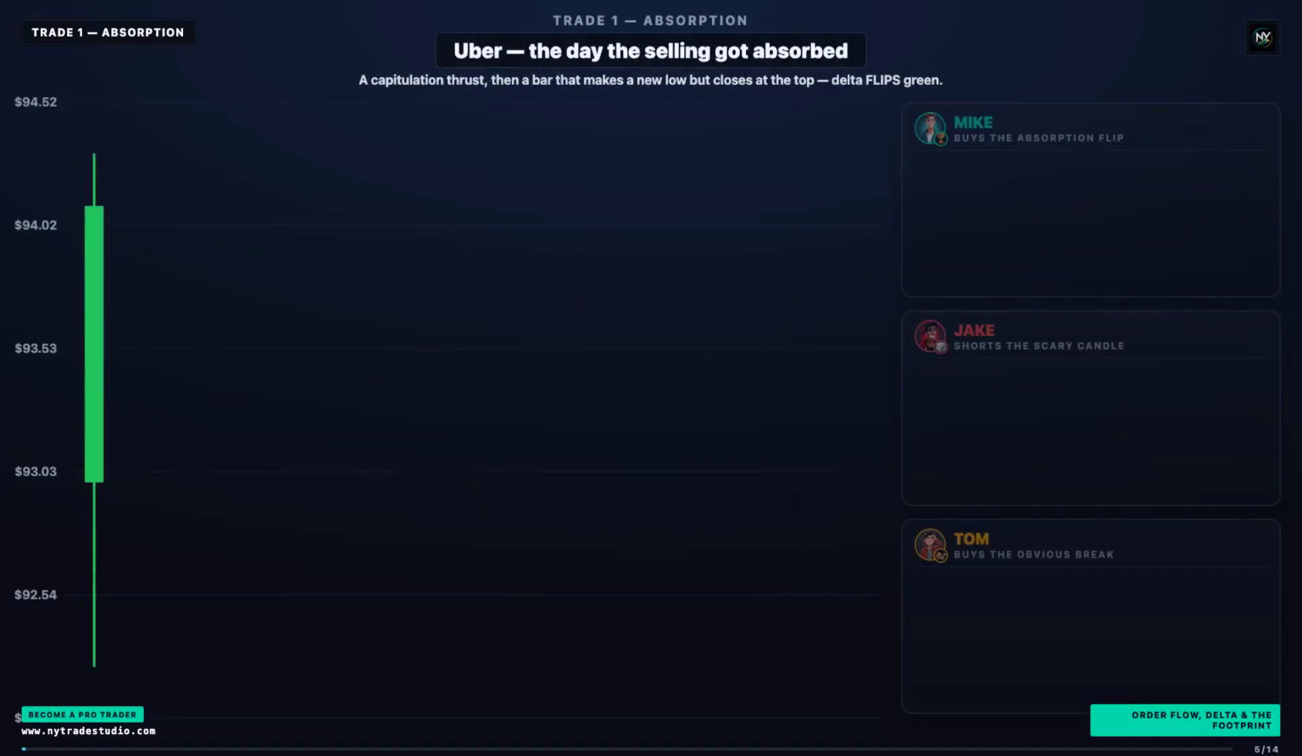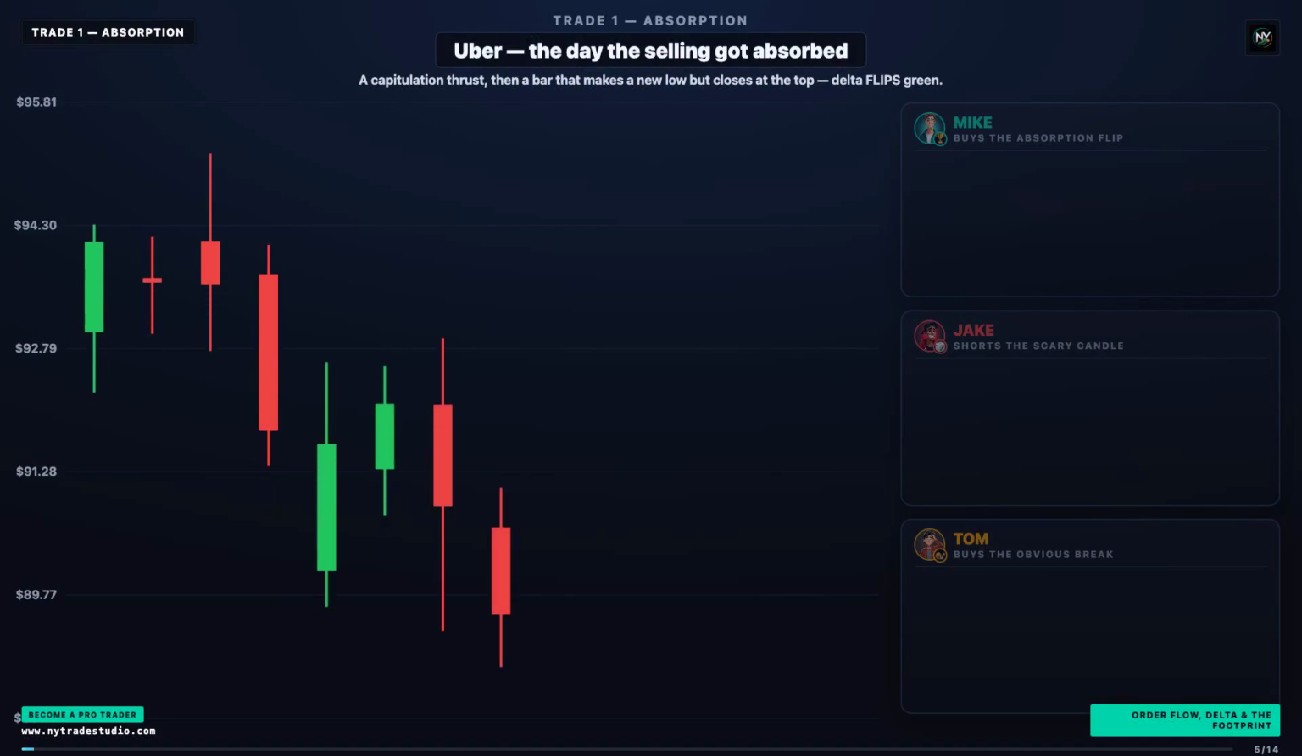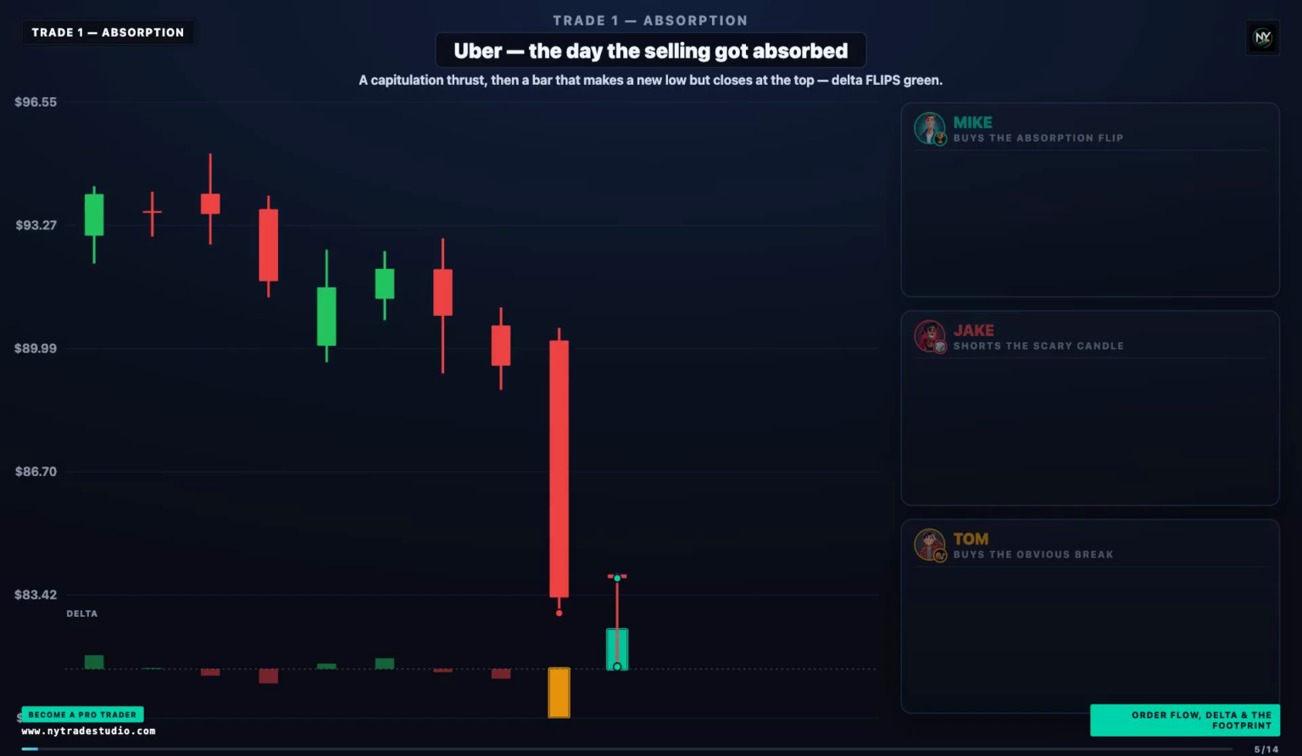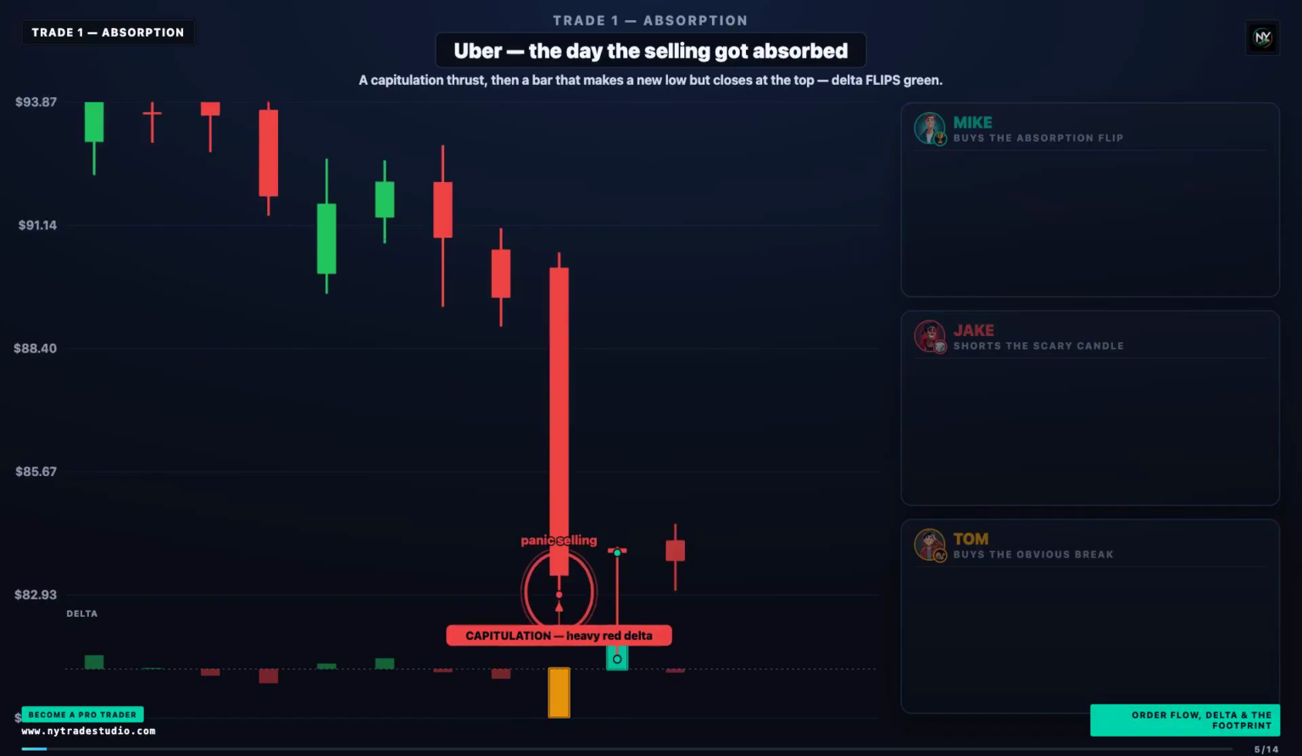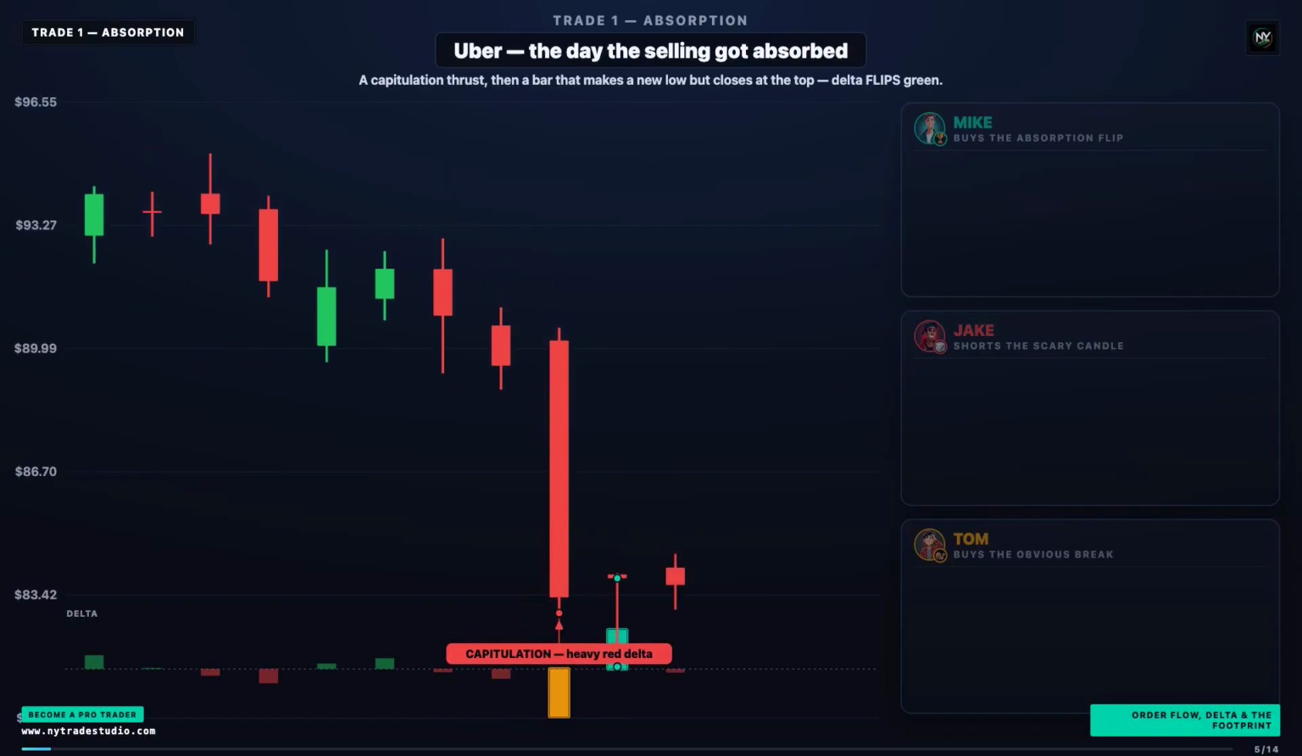Trade 1, absorption. This is the real Uber chart from late November, and I've put the delta proxy right under the candles so you can see who won each day. The stock has been sliding, and then one brutal red day. A huge selling thrust, the biggest red delta on the chart. Price gaps lower and everyone is sure it is going to 40.